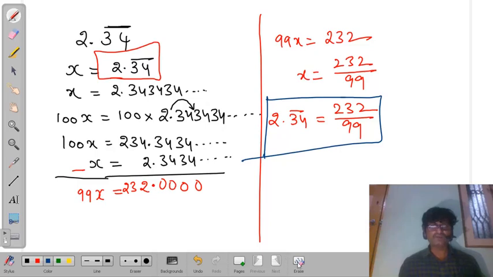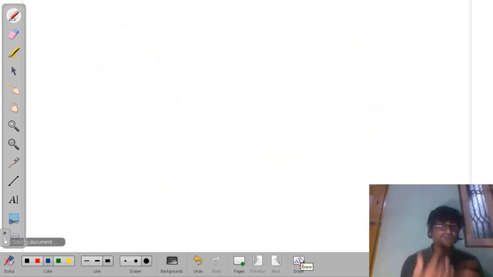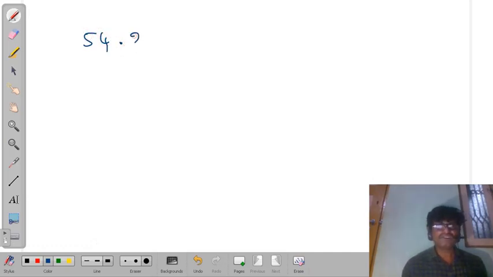So let me take one more example. This is somewhat different situation. Suppose 54.257, only for 57 we have bar. How to do this one? Let us take this one as x. Our motto is to convert this into fractional form, right? So x equal to 54.257. For 57, the block of digits 5 7, we have bar. So let us take x equal to this one.